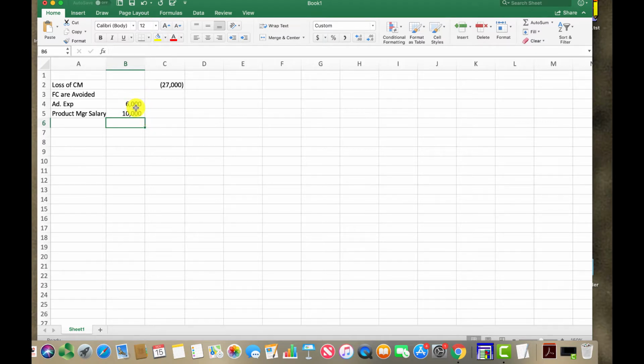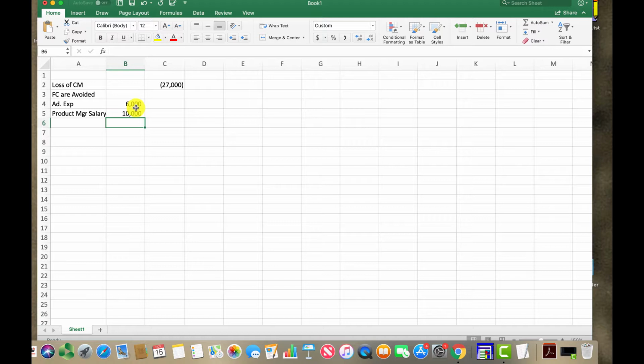Now, if you notice in the problem, they say depreciation on special equipment. Well, remember, depreciation is a sunk cost. Sunk costs are irrelevant. They are never used in a differential analysis decision. We already paid for that piece of equipment, so we're not even going to consider it.